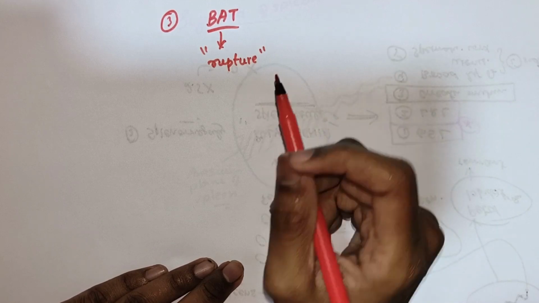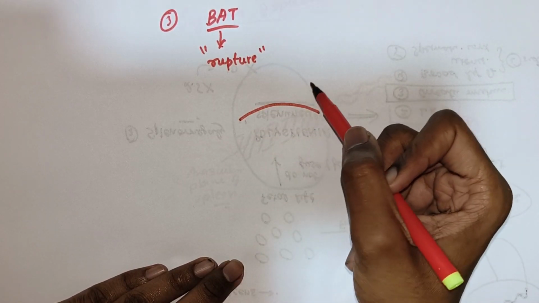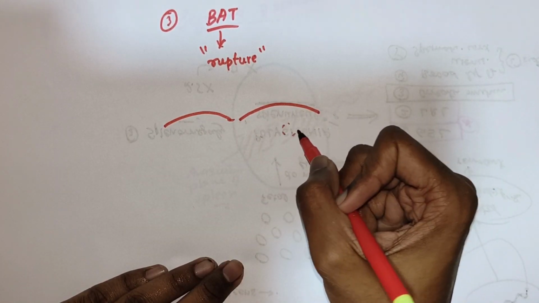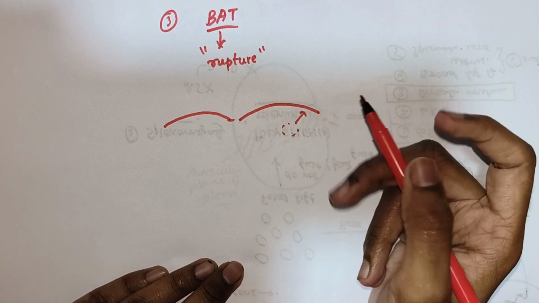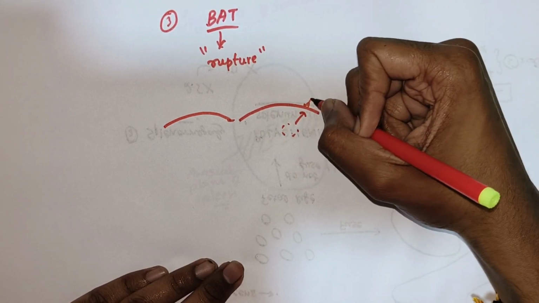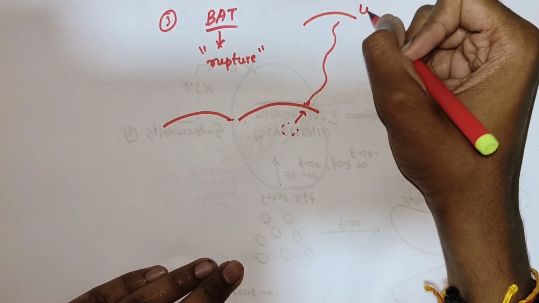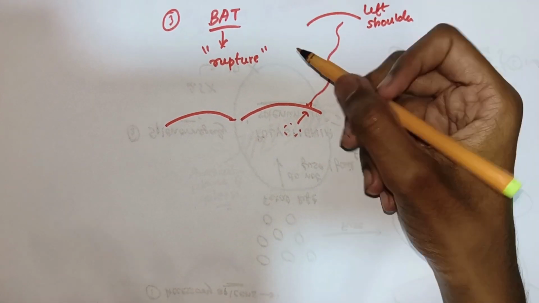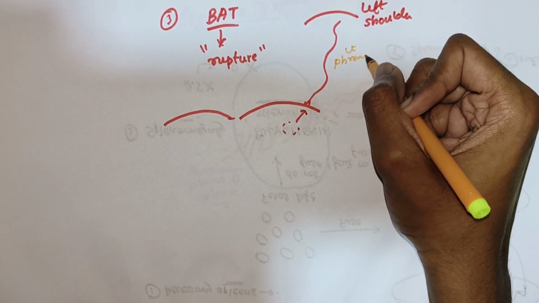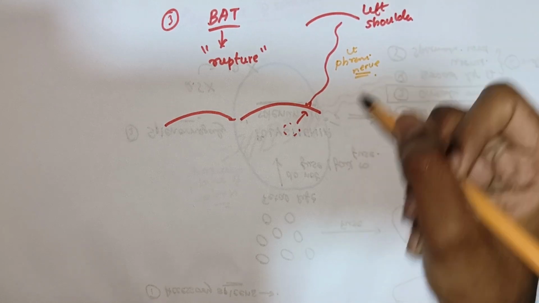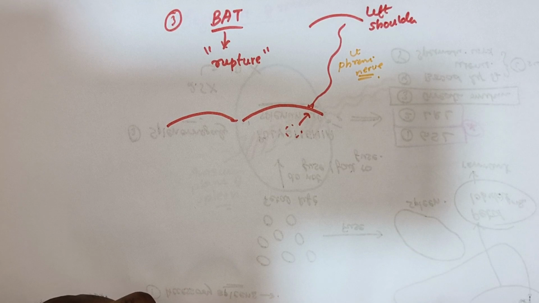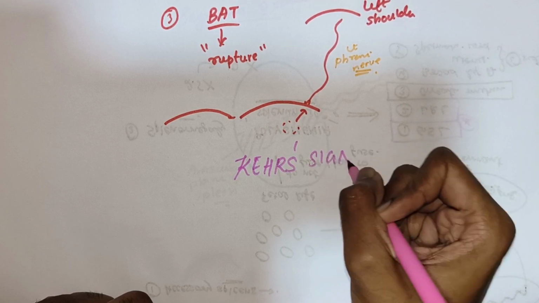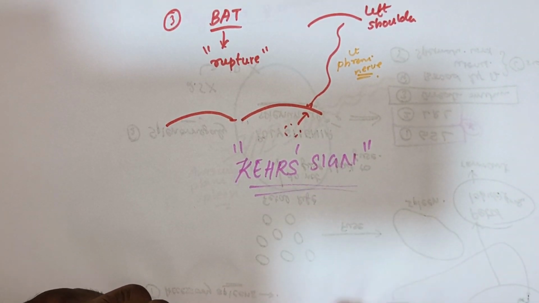When the spleen ruptures, the splenic blood can irritate the left dome of the diaphragm. You know that the diaphragm has two domes, isn't it? Left and right domes. So the splenic blood can irritate the left dome of the diaphragm, and this pain is referred to the left shoulder. This pain is referred to the left shoulder by the left phrenic nerve. Now, what is this called? This is a very important sign which is known as Kehr's sign.